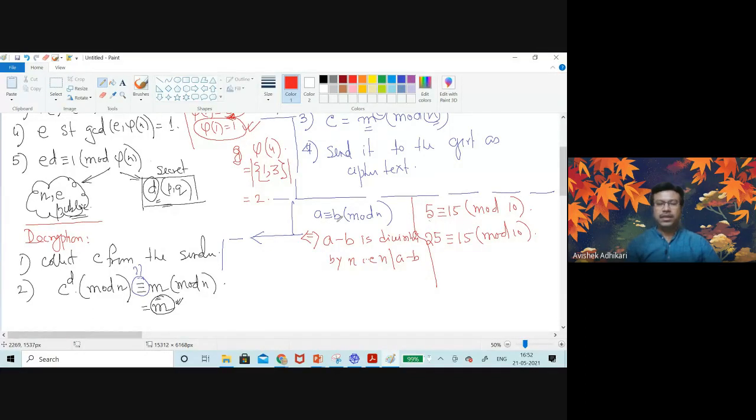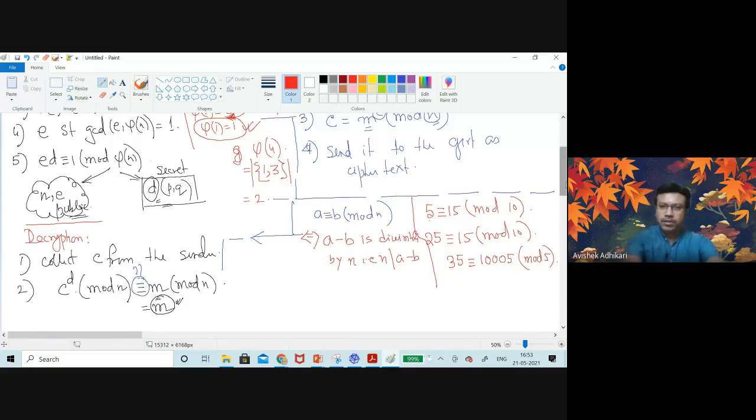A is equivalent to, or congruent to, b modulo n if and only if a minus b is divisible by n. So here you can see that 25 minus 15, 10, is divisible by 10. That's why they are equivalent. Similarly, 35 and 1005 modulo 5. So they are all equivalent.